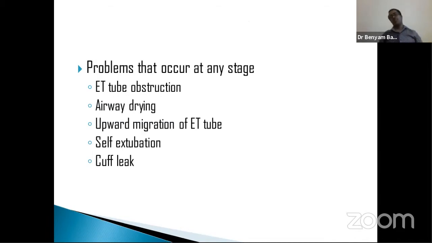And the other complications are complications that can occur at any time. So this could include ET tube obstruction, airway drying, upward migration of ET tube, self-extubation, cuff leaks could happen anytime, so anticipate this. So you probably will have the alarm going off if you have ET tube obstruction, high pressure alarm will be going off. With upward migration of ET tube, the low expiratory volume alarm may be going off. And self-extubation and the cuff leaks, they speak for themselves. I don't have to say much about them.